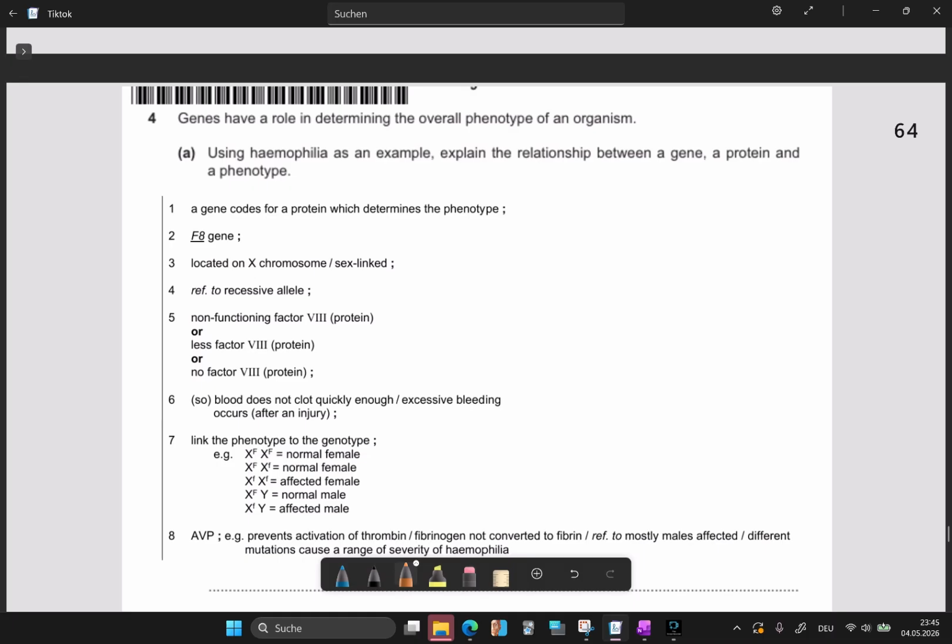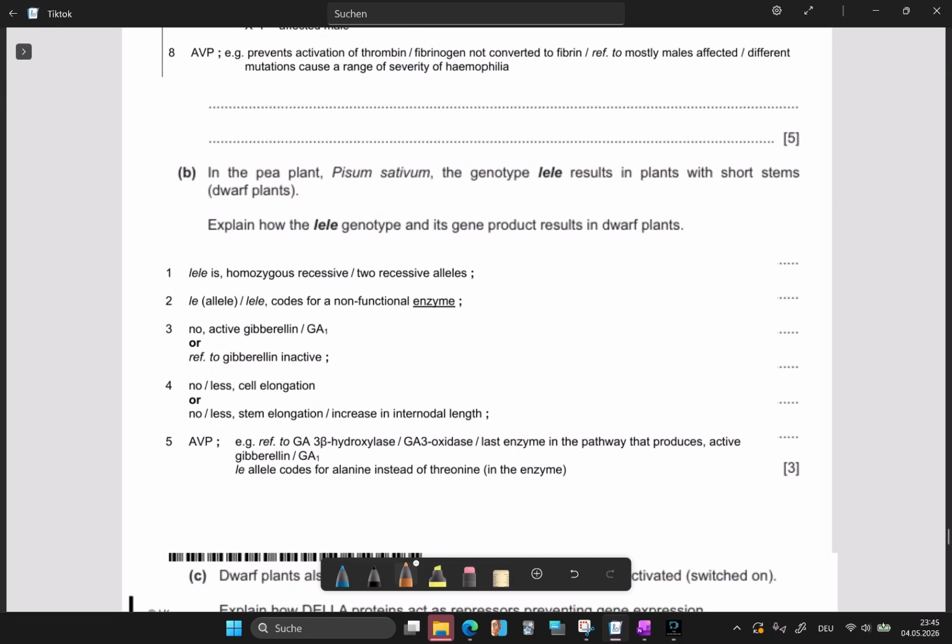What is the gene? In this case, it's the F8 gene. Okay, it's present on an X chromosome because it's sex-linked, so it's more common in males. Okay, it is a recessive allele that codes for a non-functioning factor 8. So those people bleed a lot because they do not have enough clotting factors.